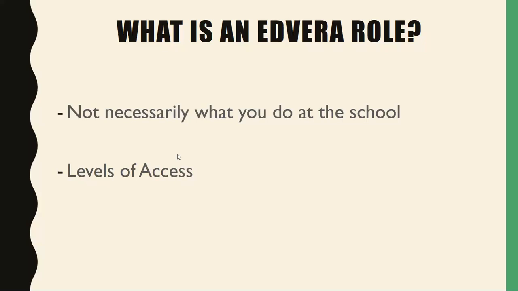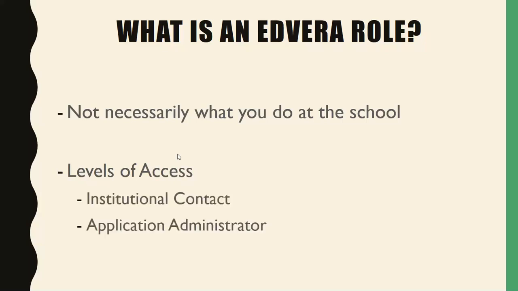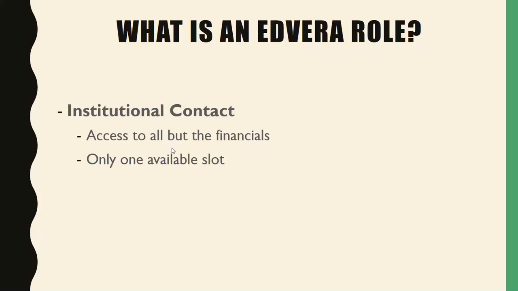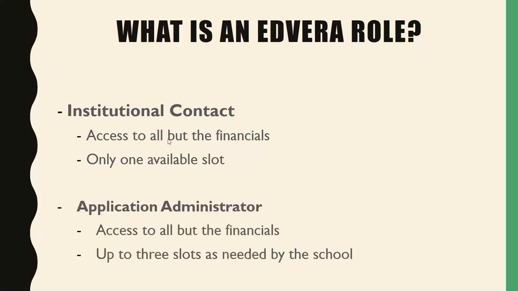Now, there are three levels of access. There's the institutional contact, the application administrator, and the one you'll hear me harping about quite a bit is the chief administrator. Now, the institutional contact is someone who has access to all documents except for the financials. And there is only one available slot for that access level. Now, the application administrator, they have the exact same level of access as the institutional contact, but there are three slots available. And these are typically used for branch campuses or franchises, but it's up to the school who you want to assign to either of these roles.